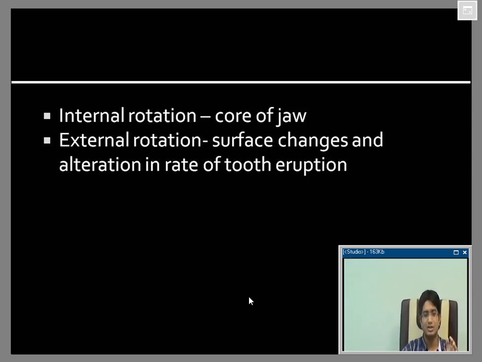This total rotation will be measured by the mandibular plane angle or occlusal plane angle. This angulation changes around 6 degrees. This total rotation comes to around 6 degrees.